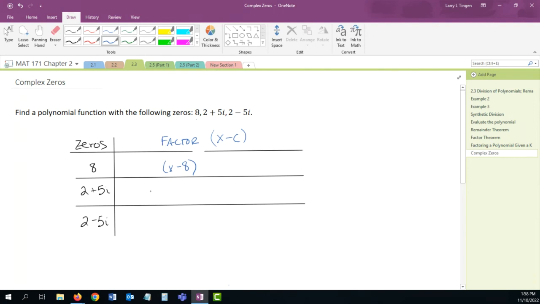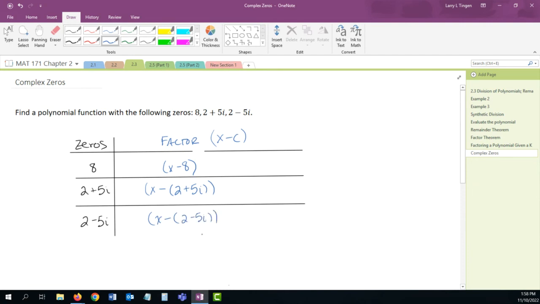Now, this is a complex 0, so it's x minus c. And remember, c is the entire number, 2 plus 5i. Don't forget those parentheses on the inside, or it will not distribute correctly. Same thing down here, x minus 2 minus 5i.